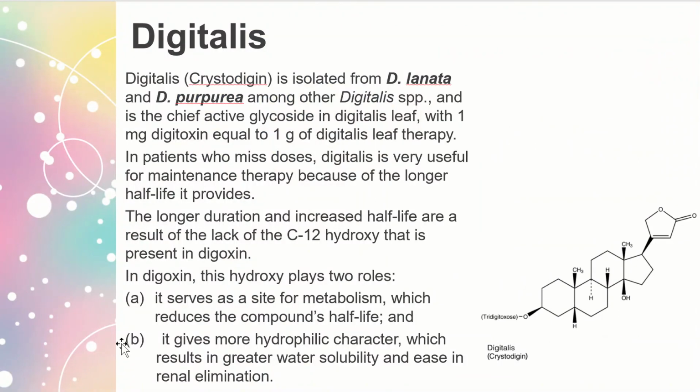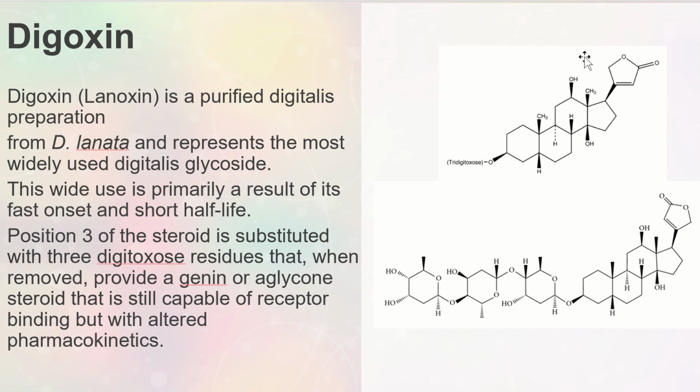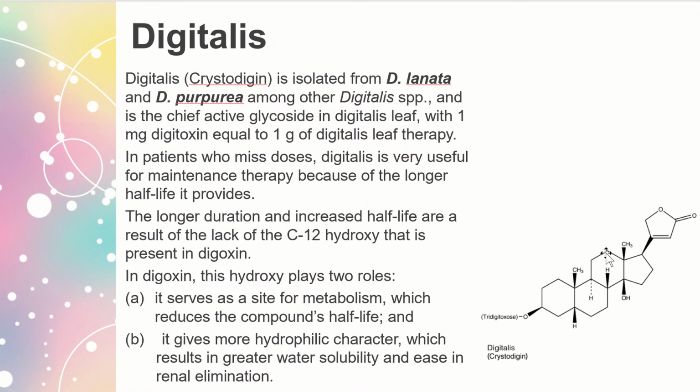So the other compound that we want to talk about is Digitoxin. It's isolated from other species of Digitalis, and is a chief active glycoside in the Digitalis leaf. In patients who miss doses, Digitoxin is very useful for maintenance therapy because of the longer half-life it provides. So the longer duration and increased half-life are a result of the lack of the hydroxyl. Notice here that we have a hydroxyl for Digoxin. For Digitoxin, we don't have that hydroxyl here.